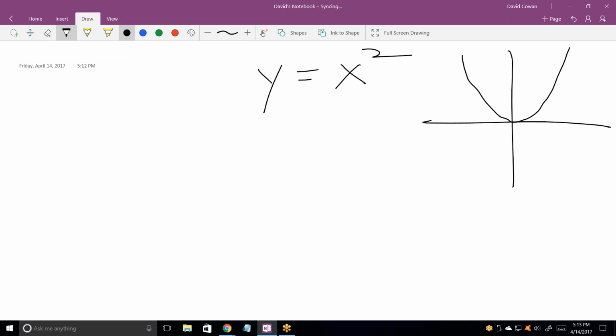There's like 10 elementary functions. You've probably been exposed to 7 or 8 of them at this point. I think they did 5. Okay, this is one of them, y equals x squared. Now, in different colors, tell me what effect this would have.